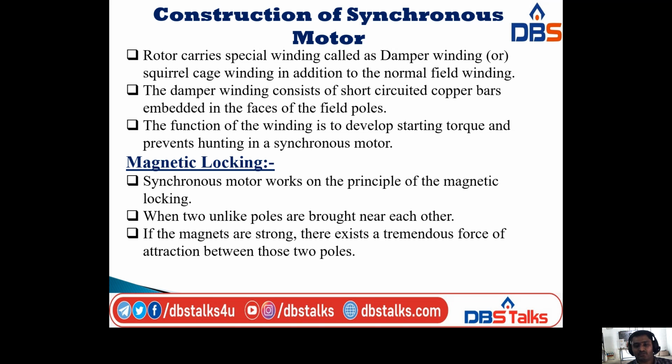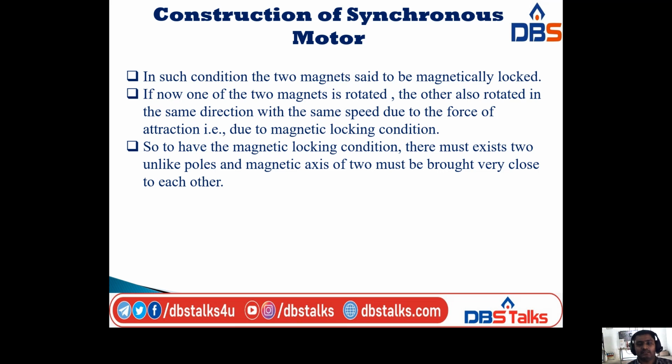When two unlike poles, that is different poles, are brought near to each other, and if the magnets are strong, there exists a tremendous force of attraction between these two poles. In such a condition, the two magnets are said to be magnetically locked.